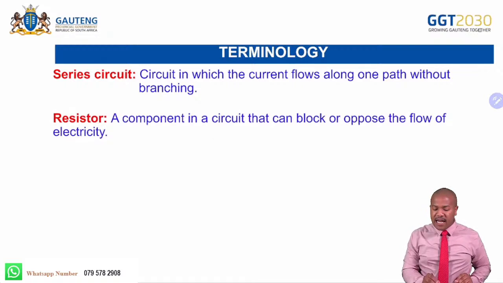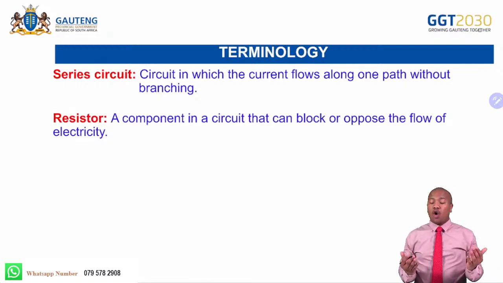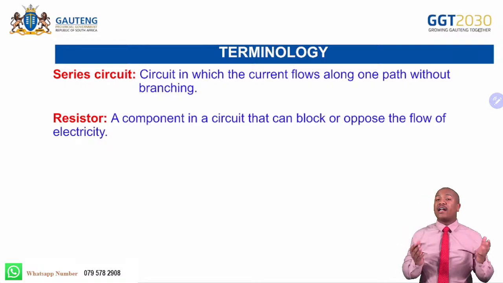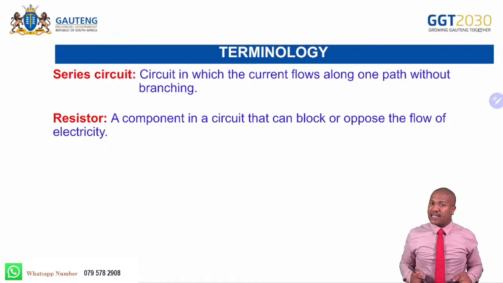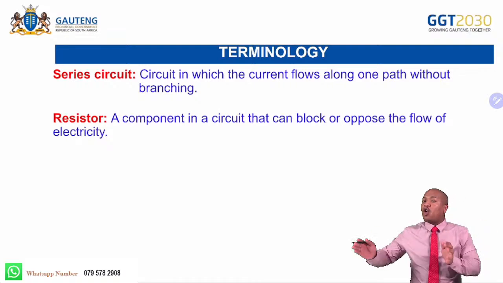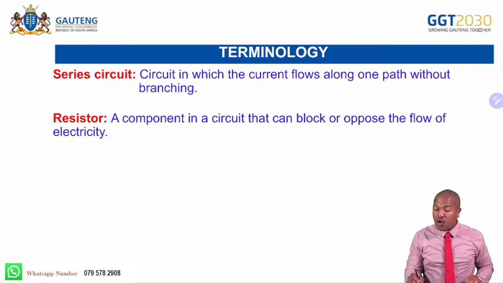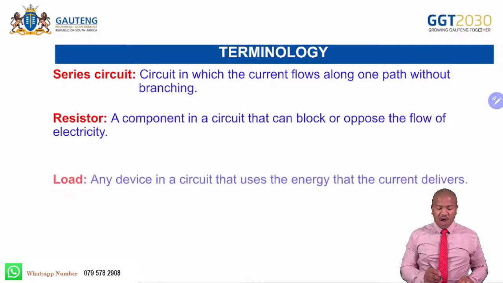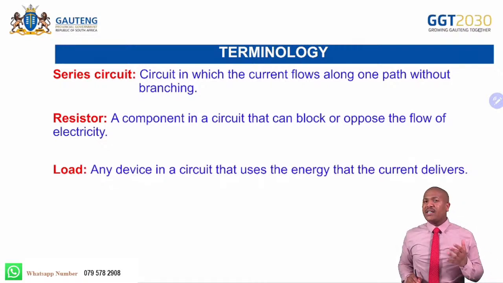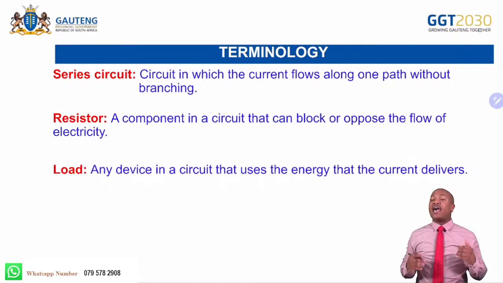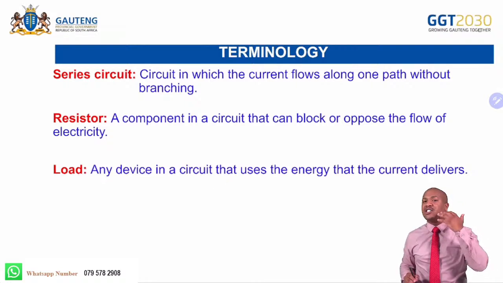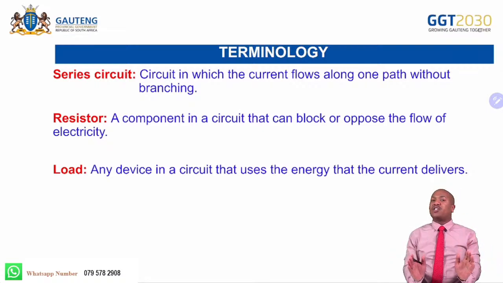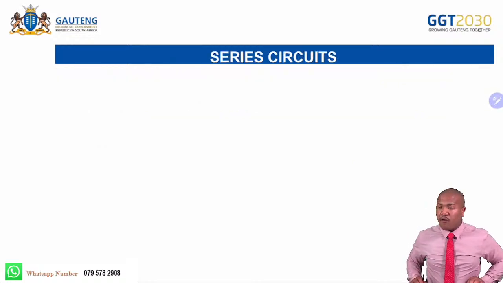A resistor is a component in a circuit that can block or oppose the flow of current, or the flow of electricity. It is a component in a circuit. It has the ability to block or oppose what? The flow of electricity. We also have load. What is a load now? A load is any device in a circuit that uses the energy that the current delivers. That's all the terminology that you need to focus on for today's lesson. So now, let's move on.